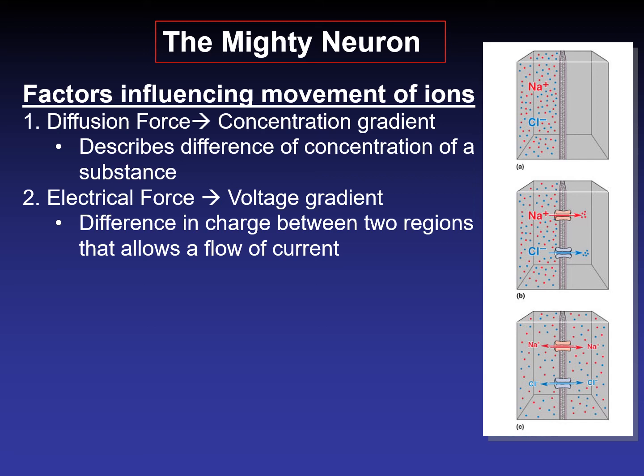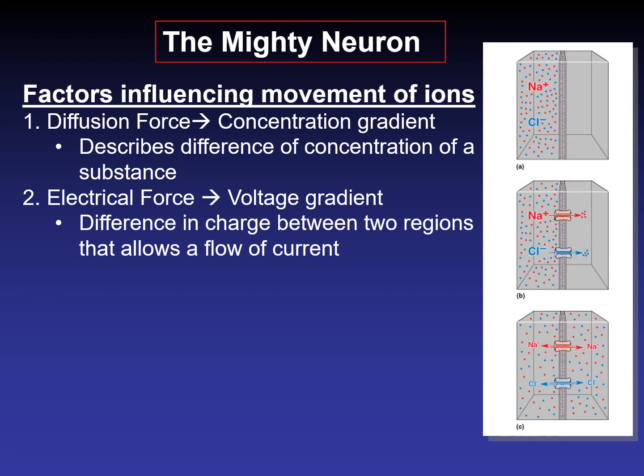The diffusion force sets up a concentration gradient, and this force or this gradient describes the difference of concentration of a substance. In this case, the difference in concentration of an ion on the outside versus the inside of the cell. If we look over here at the image on the right, we can see the impermeable cell membrane is this line in the middle of the image, and the left side of the image is the outside of the cell, the right side of the image is the inside of the cell.